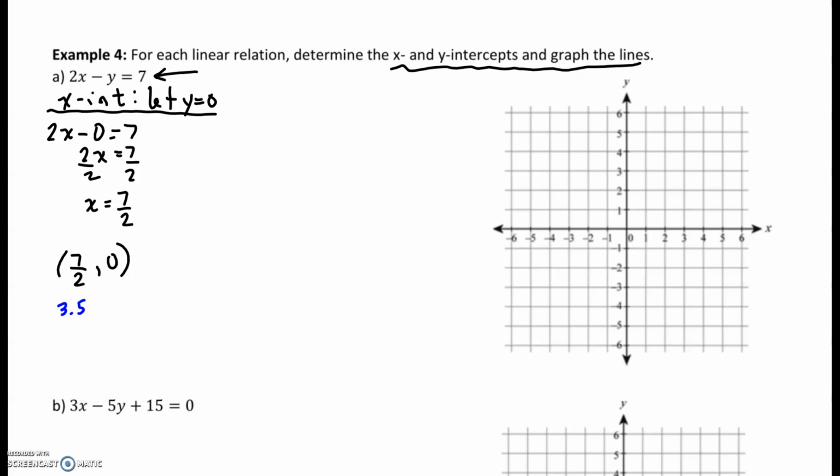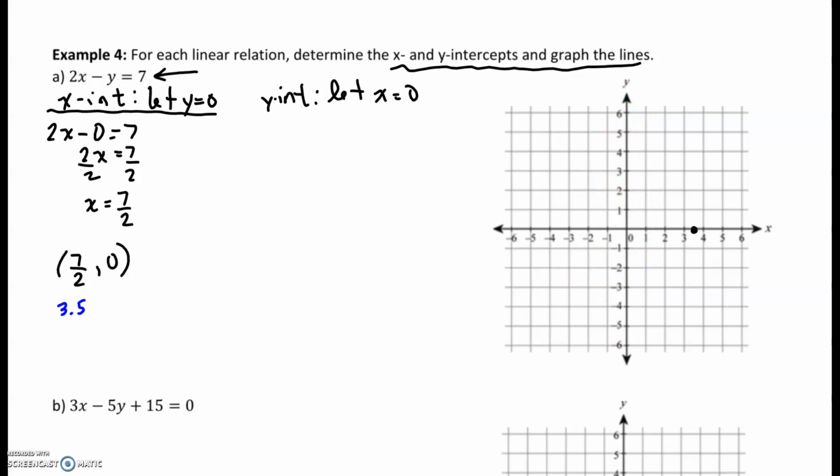All right, so we have our x-intercept. Let's put that on right now. So our x-intercept is 3.5. That's going to go right here. So now I need to find my y-intercept. So my y-intercept, we're going to find by letting x equal 0, because we know every y-intercept, so any point that falls on the y-axis, will always have an x value of 0.